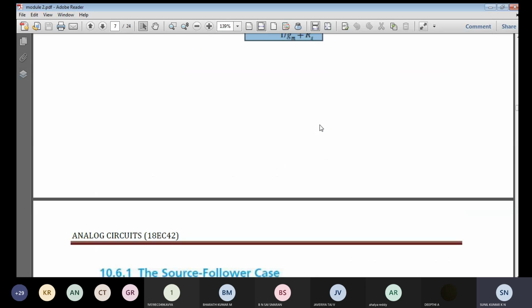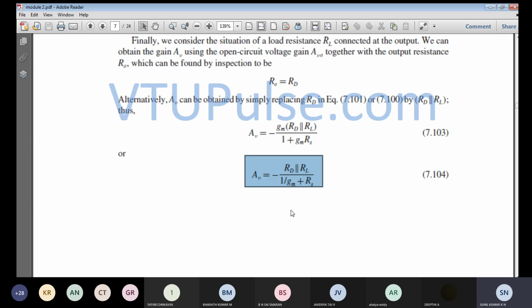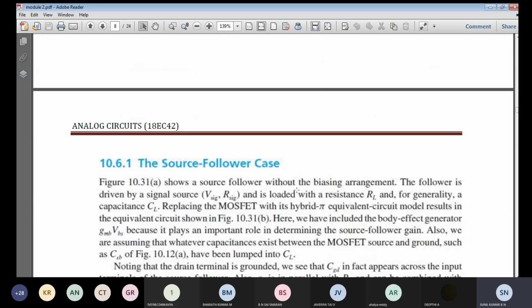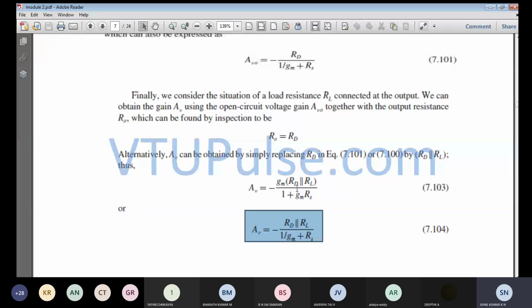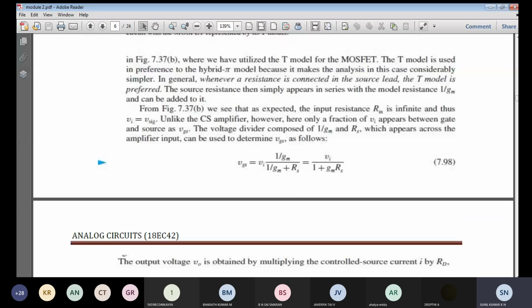Alternately, we can simplify the resistance as RD parallel RL, and you will get this as the gain. So this is how you analyze the common source amplifier with source resistance in series. Any doubt? So this is about completion now. Tomorrow's class I will be dealing with the source follower case. As of now, common source with source resistance, any doubt, you can ask.